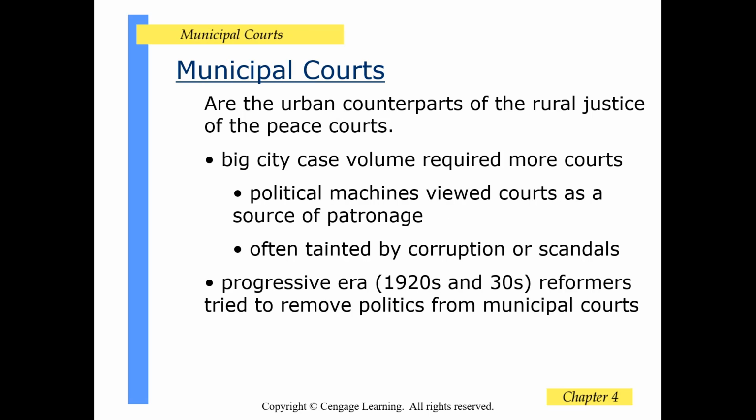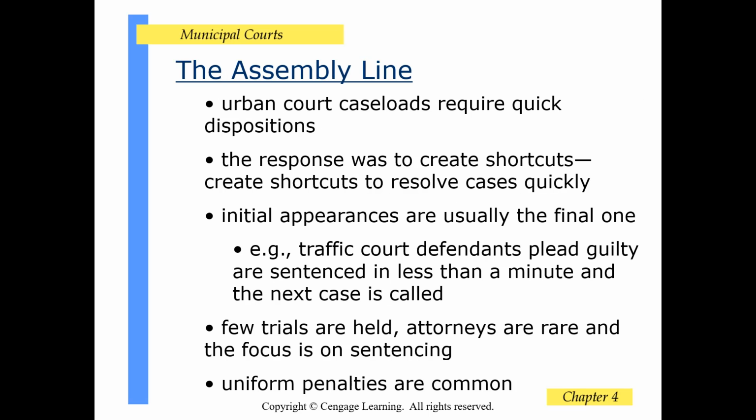Let's think for a moment about municipal courts, which is another form of lower court. These are urban counterparts of the rural Justice of the Peace Courts. Big city case volumes required more than one court, and political machines viewed courts as a source of patronage. And so these kinds of courts have often been tainted by corruption or scandal. In the progressive era of the 1920s and 1930s, reformers tried to remove politics from municipal courts.